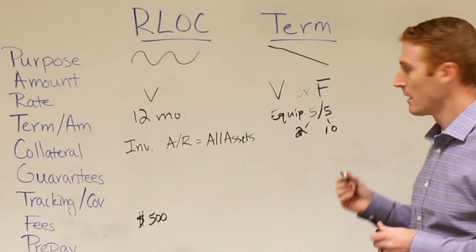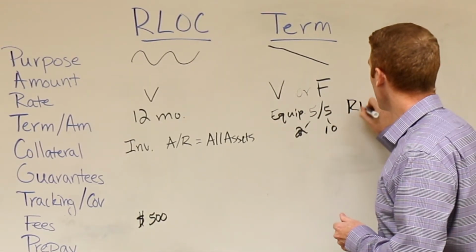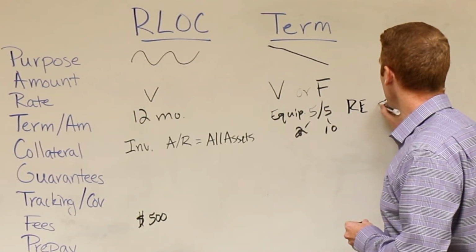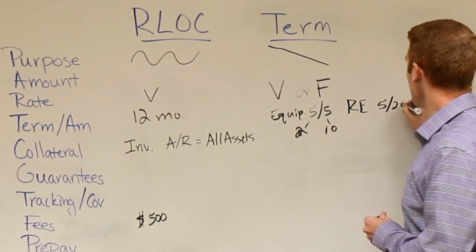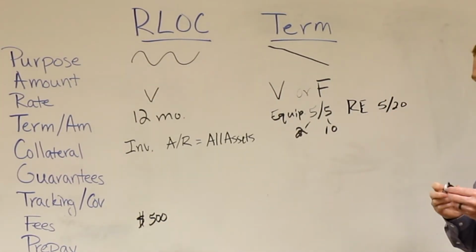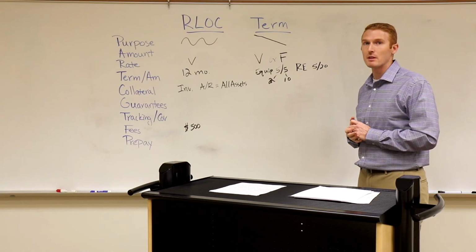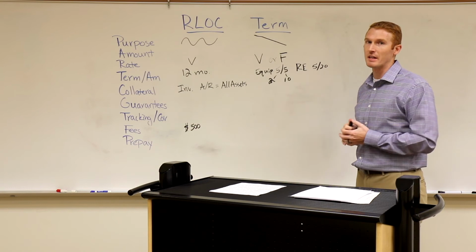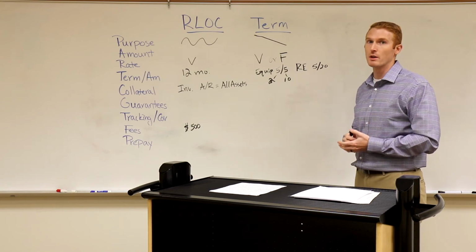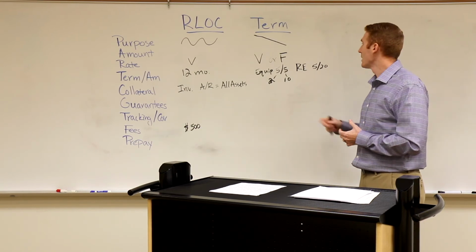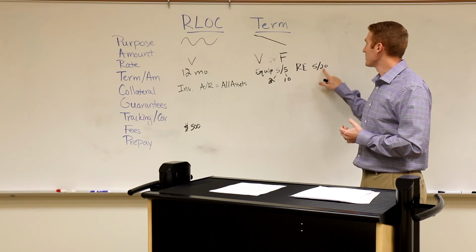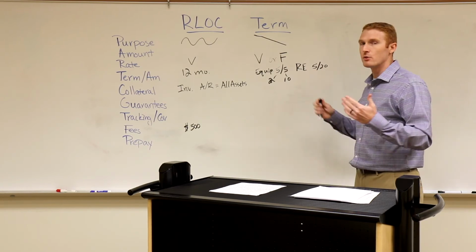customer. If you're talking about real estate, I would say a typical term and amortization is a 5-year term and a 20-year amortization. Again, useful life of real estate, typically a building is going to last a very long time. That land isn't going anywhere. Buildings are built to last. So a 5-year term is pretty typical. 20-year amortization, again, useful life.